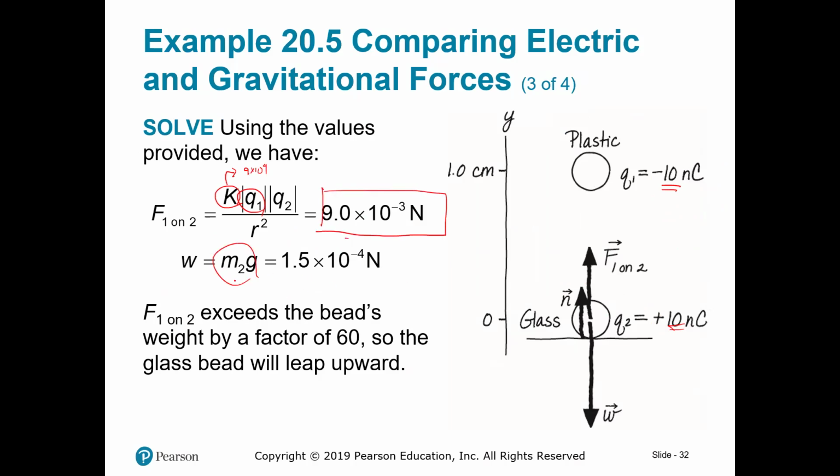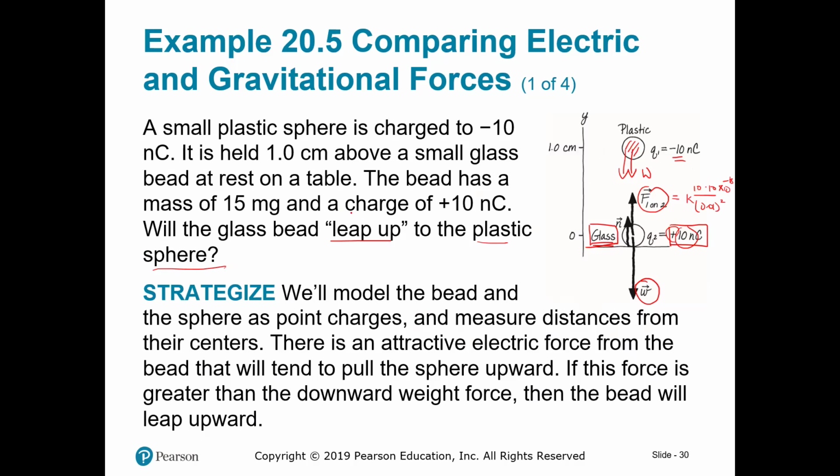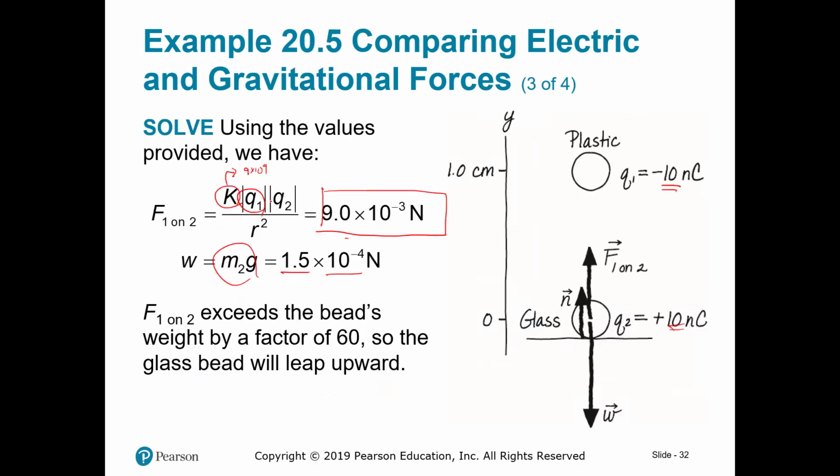And then your weight will be mass times gravity. So mass is, I think, at the milligram scale. Yeah, milligram, 10 to the minus 3. And G is 10. So you have this force. Then you see which force is greater. The electrical force exceeds the bead's weight by a factor of 60 times. So this is 10 to the minus 3, this is 10 to the minus 4. So the glass bead will flip over.